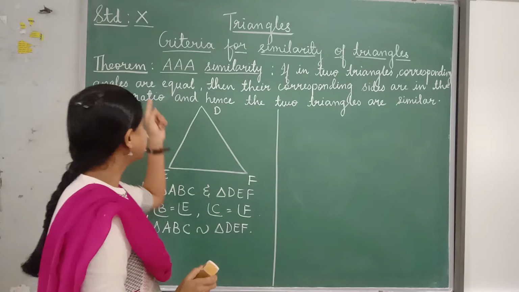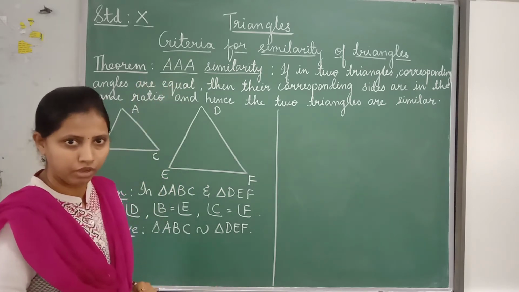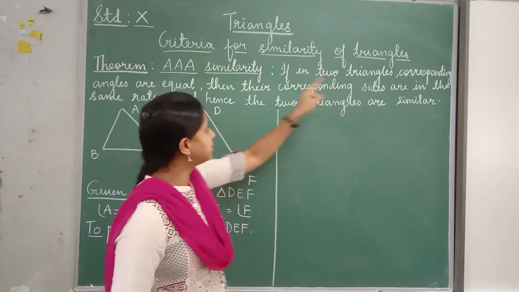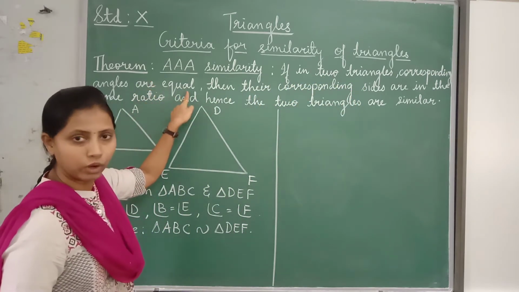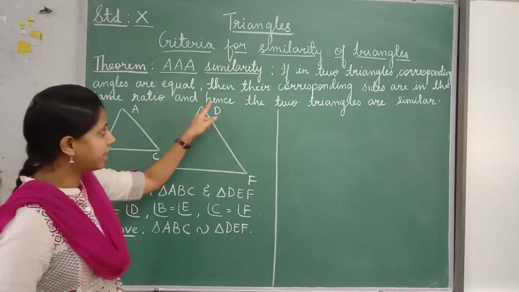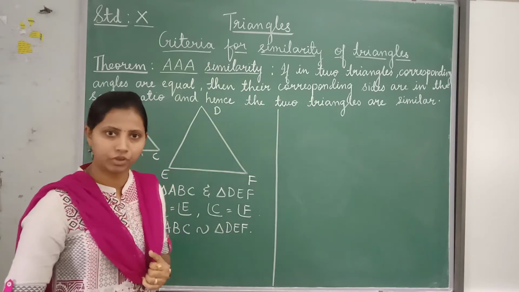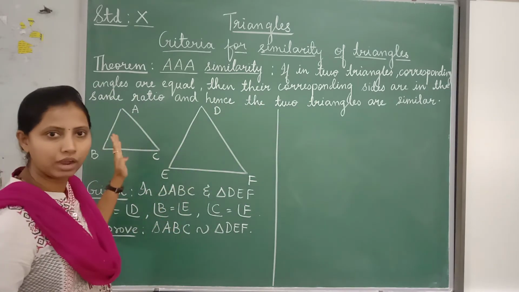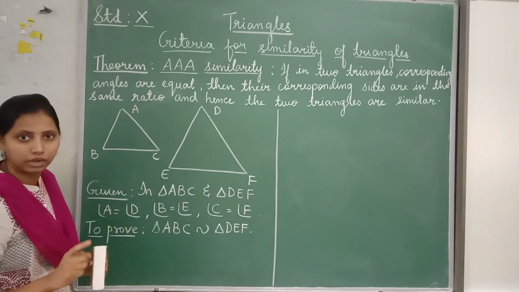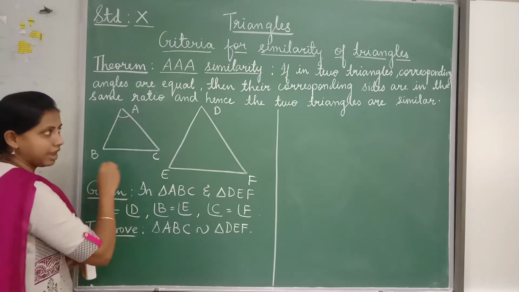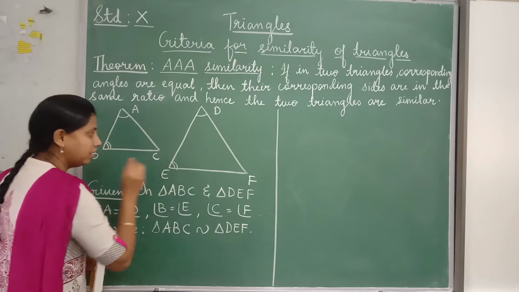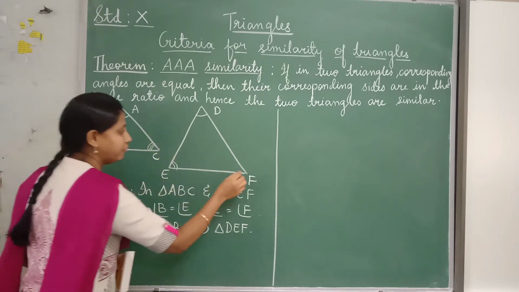So let's begin with the AA similarity theorem. What is its statement first? If in two triangles corresponding angles are equal, then their corresponding sides are in the same ratio, and hence the two triangles are similar. Now I have drawn 2 triangles in which the corresponding angles are equal. Angle A corresponds to angle D, angle B corresponds to angle E, and angle C corresponds to angle F.